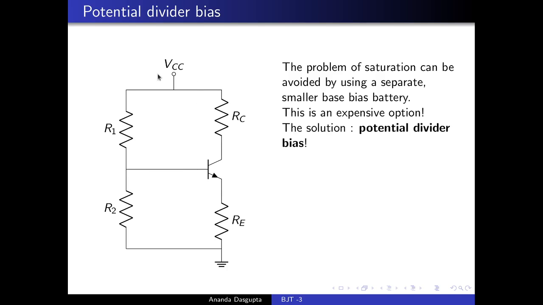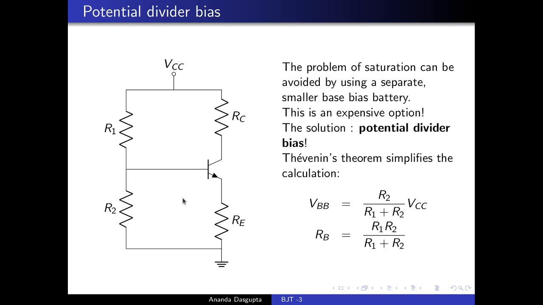which is this. You simply use a potential divider between VCC and the ground here, made out of the resistances R1 and R2. And if you do that, then what will happen is pretty easy to understand. If, let's say, we put this whole thing in a black box and then try to just use Thevenin's theorem, I will get a Thevenin voltage, which I have written down as VBB here because that's what it will do. It will bias the base: R2 divided by R1 plus R2 into VCC, and a Thevenin resistance, which will essentially be the resistance RB of R1 R2 by R1 plus R2.